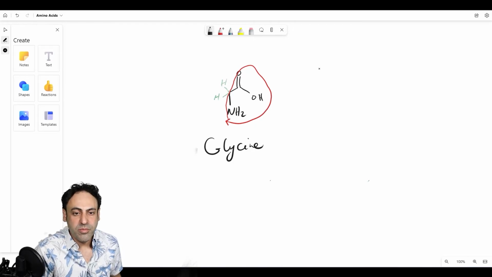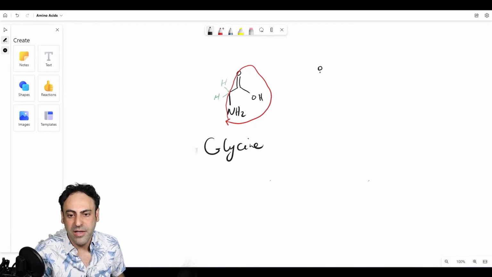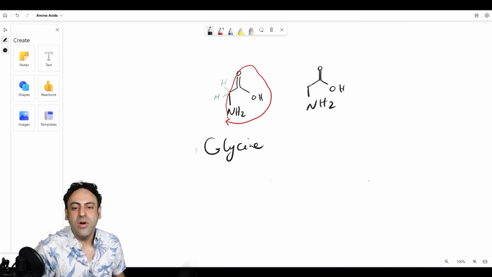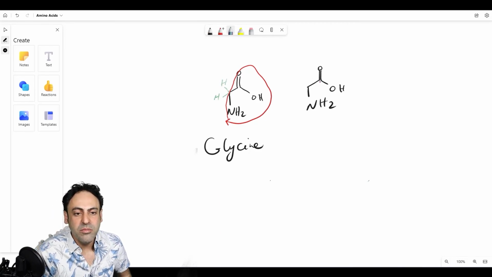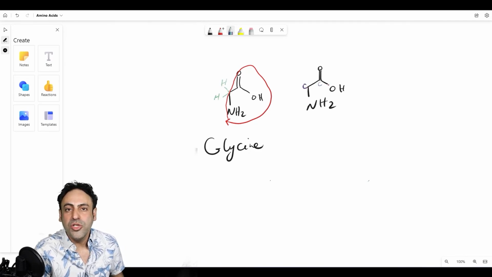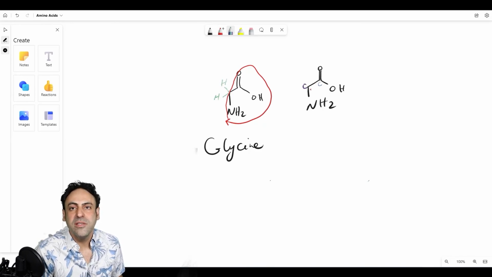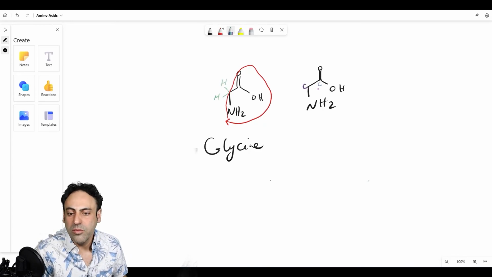If we want to interpret the line structure for you guys, it is very easy. Look at that. I'm going to draw the structure of glycine again. Double bond, OH group, coming down, putting an NH2. What exactly does it mean when we are doing something like that? What do these junctions actually mean? These junctions mean we have one carbon here, we have another carbon here, we are just hiding the carbon and hydrogen. That's all we are doing.